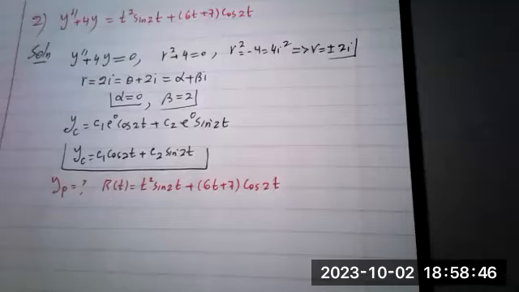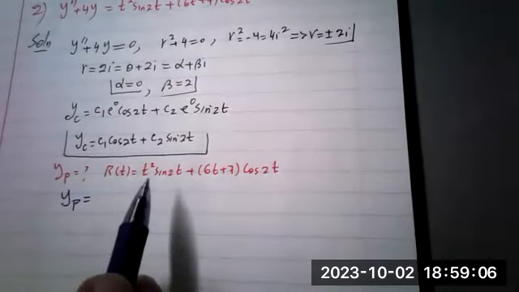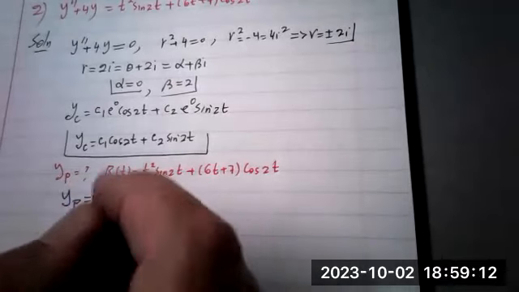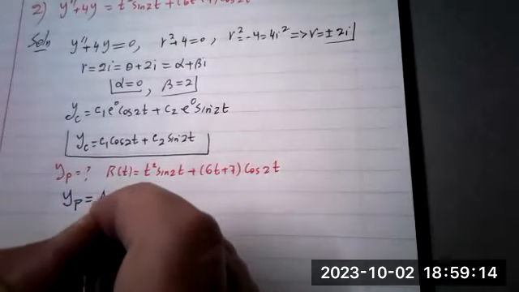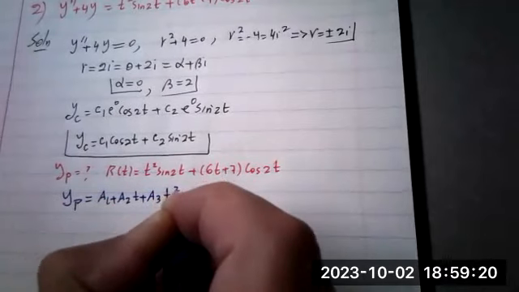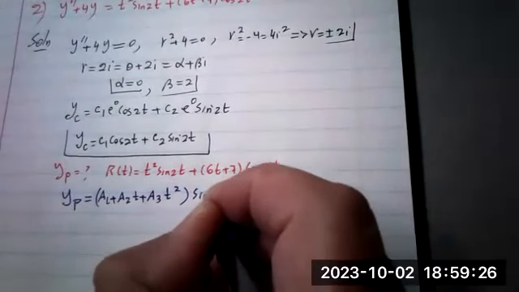Let's see. You have a t squared sine of 2t, so you have to write a quadratic one. At the same time, the quadratic one would cover the sine and the cosine. So the yp is going to be equal to the first part, which starts with A1 plus A2t plus A3t squared, and that would be sine of 2t.